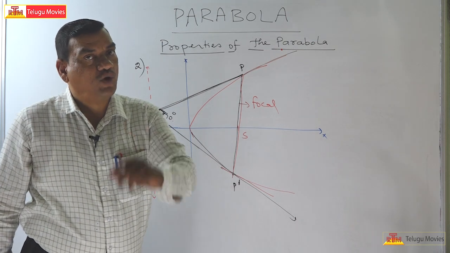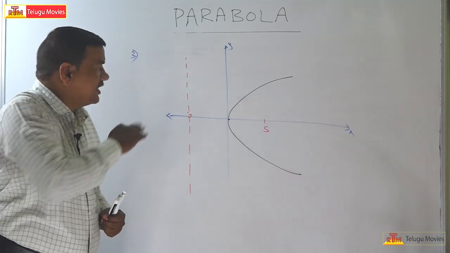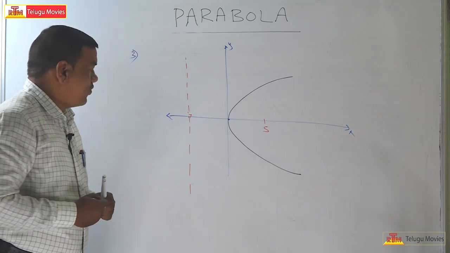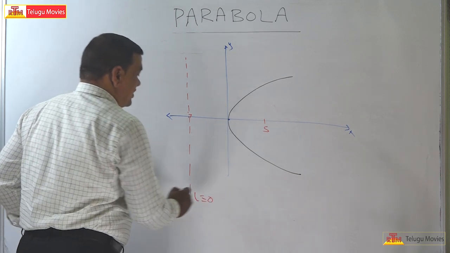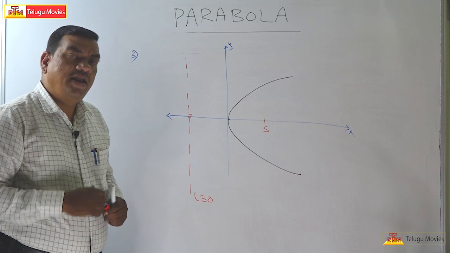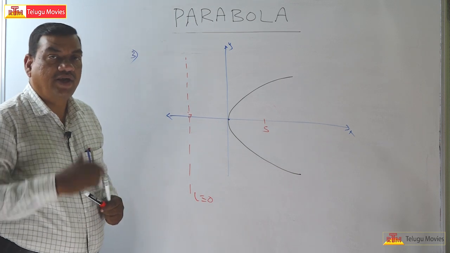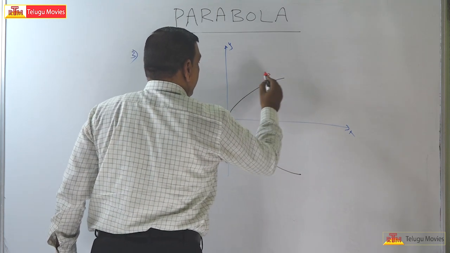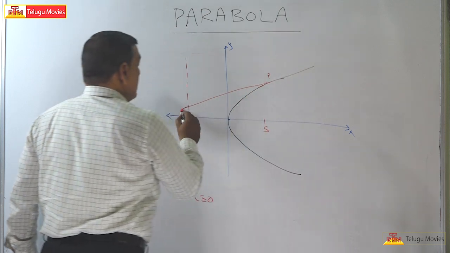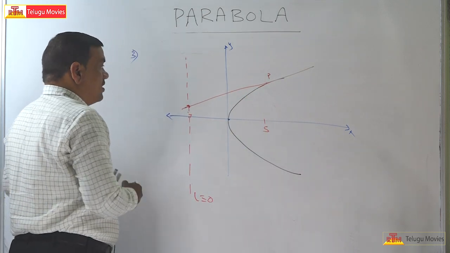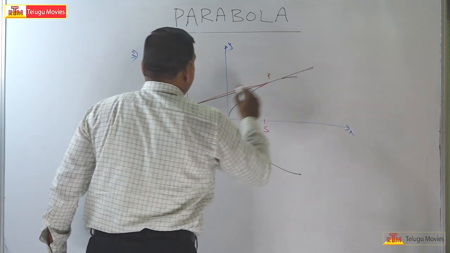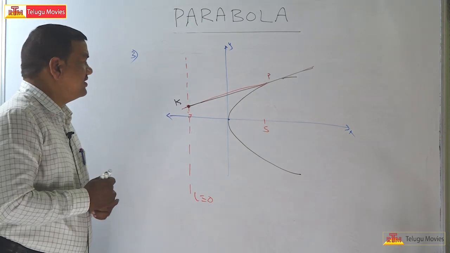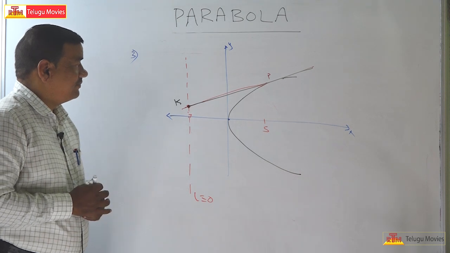Let us see one more property. Let us consider a parabola, whatever the parabola may be. Let S be the focus and L the directrix. For any parabola, let the tangent at the point P meet the directrix at K.